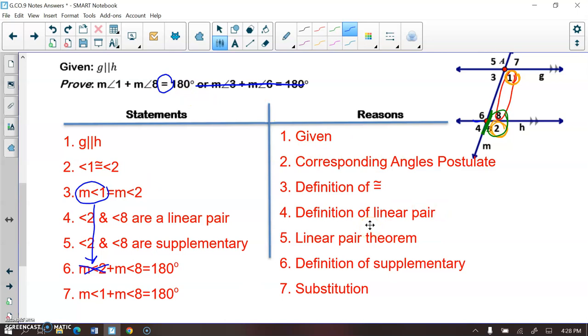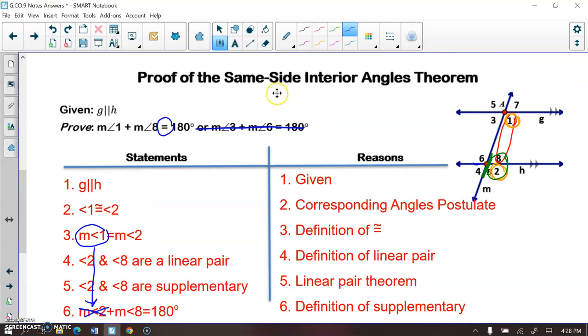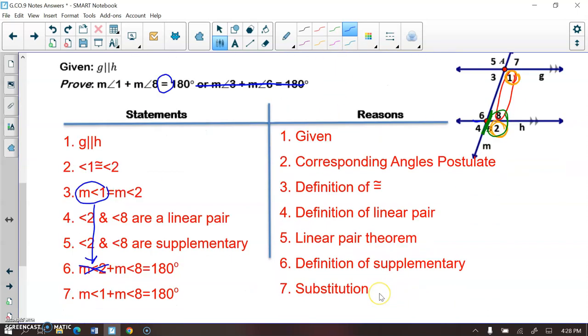That is it. Now we did not get to prove the same side exterior angles theorem, but you can do that on your homework or on your worksheet using this as a guide.